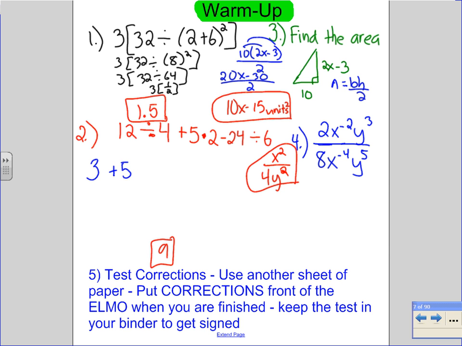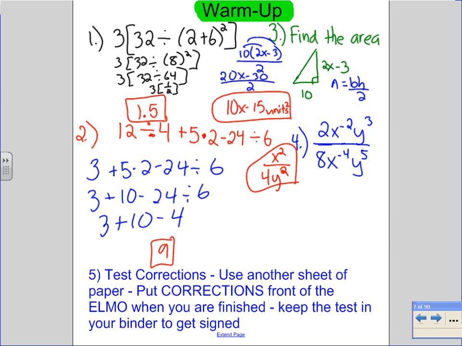And then I would just rewrite everything so you don't get confused. So the next step is you need to multiply. You always multiply and divide from left to right. So 3 plus 10 minus 24 divided by 6. Now take 24 divided by 6. 3 plus 10 minus 4. And then add and subtract from left to right. 13 minus 4 is 9. That's a tricky one. You okay?